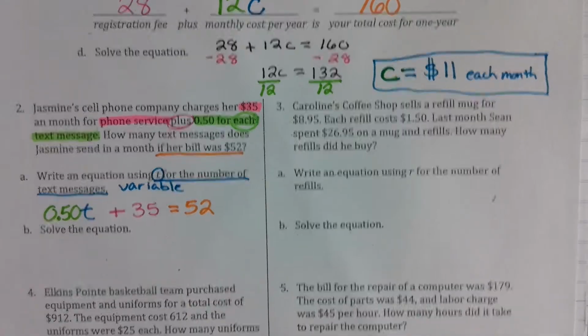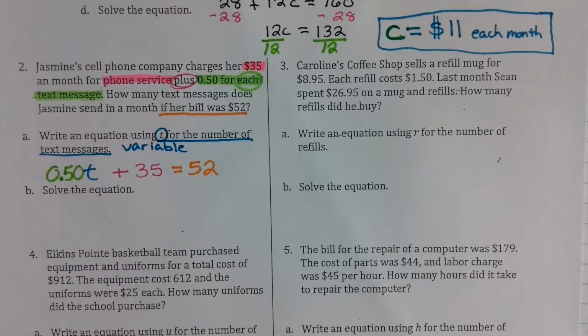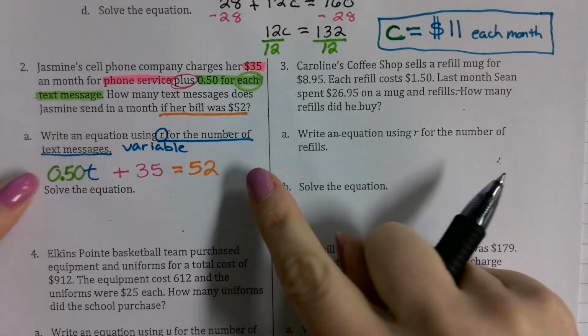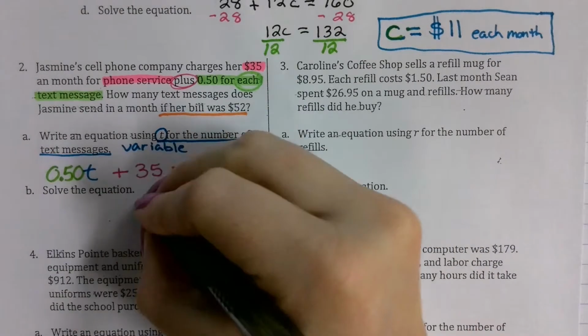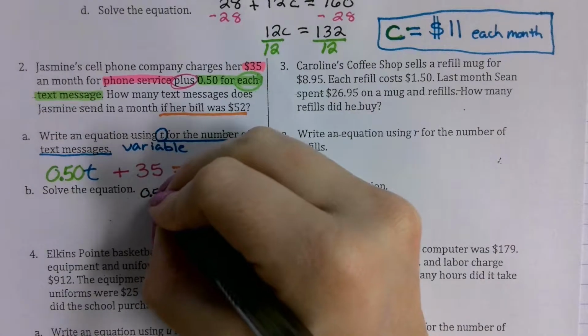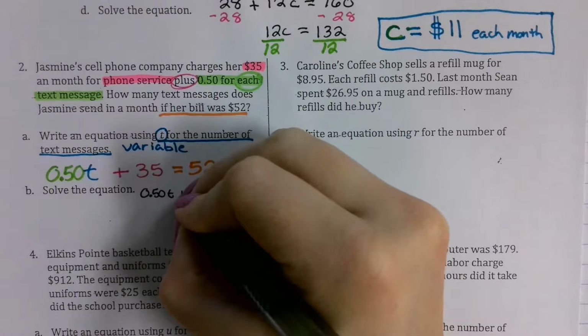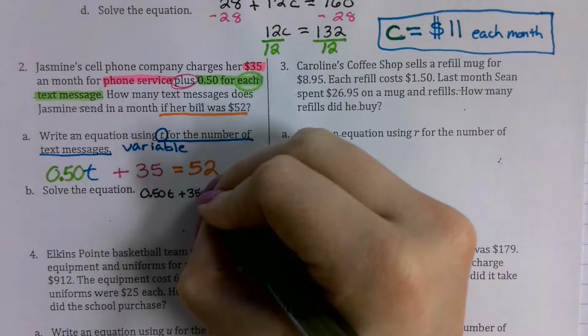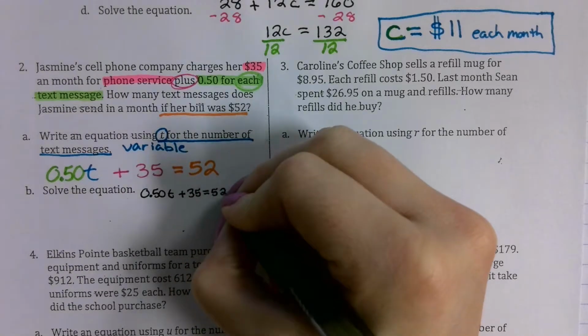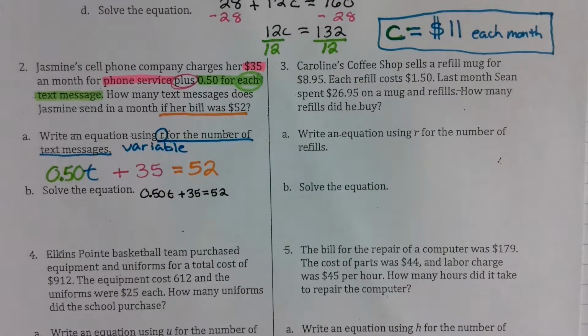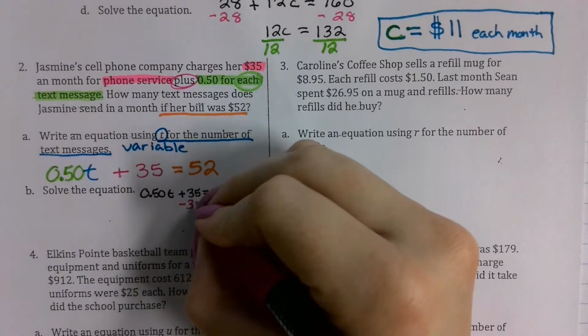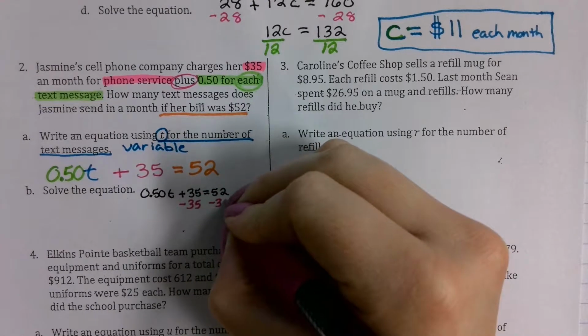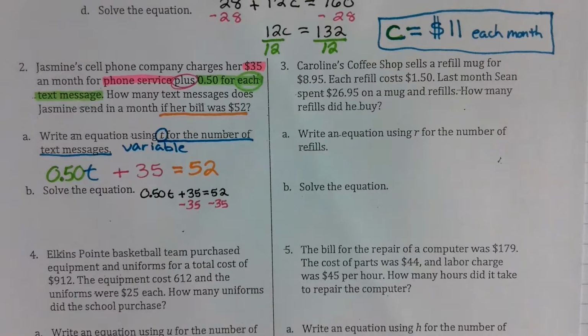Part B is to solve the equation. And that's important. You guys have to do both steps. You have to write it. You have to solve it. So 0.50t plus 35 is equal to 52. What's the first inverse operation that we need to perform, Joel? Subtracting what? Subtracting 35. Don't just tell me the operation, tell me the value as well, guys. So we're going to subtract 35 from both sides.